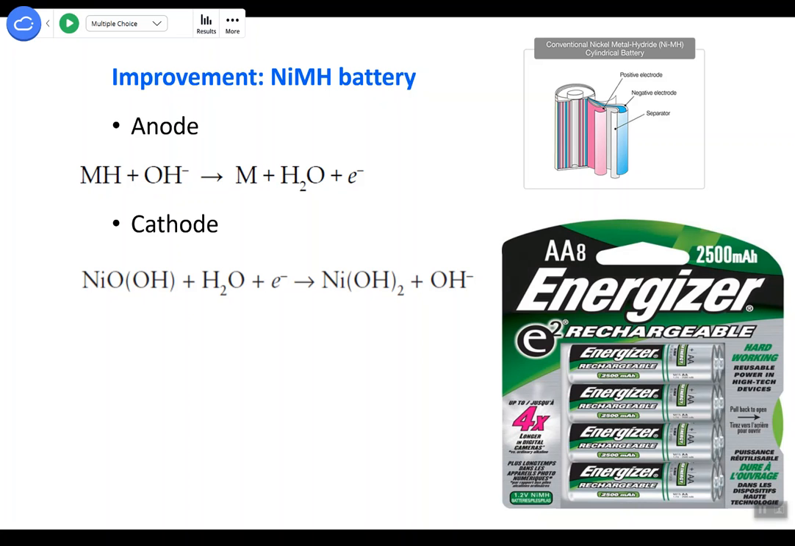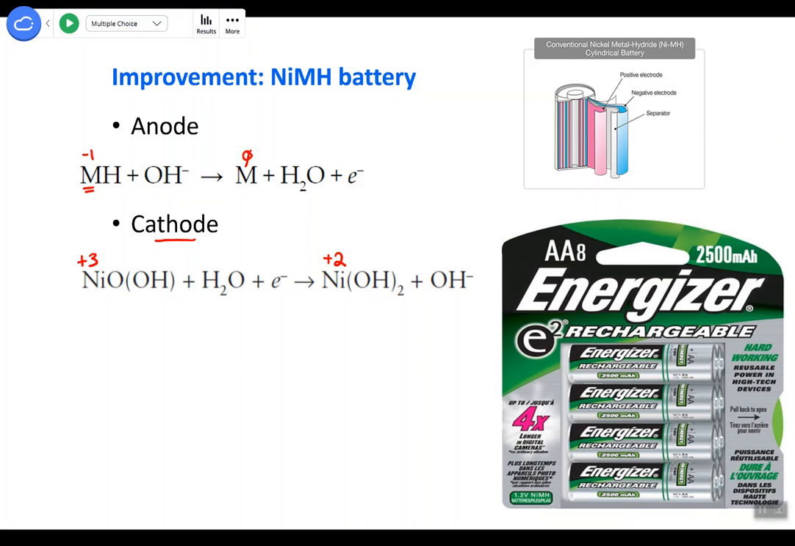So an improvement over the cadmium battery is the nickel metal hydride battery. Let's look at the nickel part first. At the cathode, we have nickel going from an oxidation state of +3 down to an oxidation state of +2. So it's being reduced. At the anode, we have some type of metal alloy, some type of metal mixture, and it's going from a -1 to 0 oxidation number.